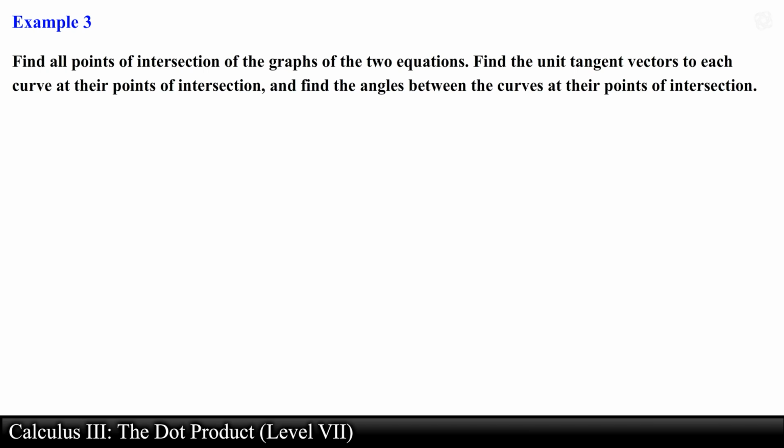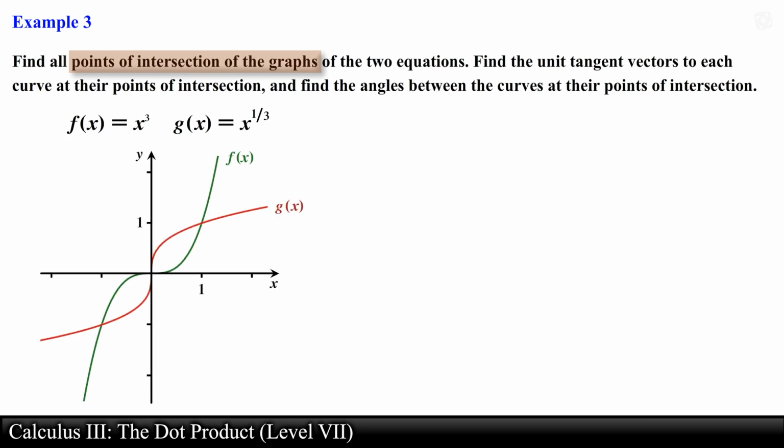Find all points of intersection of the graphs of the two equations. Find the unit tangent vectors to each curve at their points of intersection. And find the angles between the curves at their points of intersection. Okay, in this example, we need to find a couple of things. We first need to find the points of intersection of the graphs. So let's first plot these two functions to get a visual of the problem.